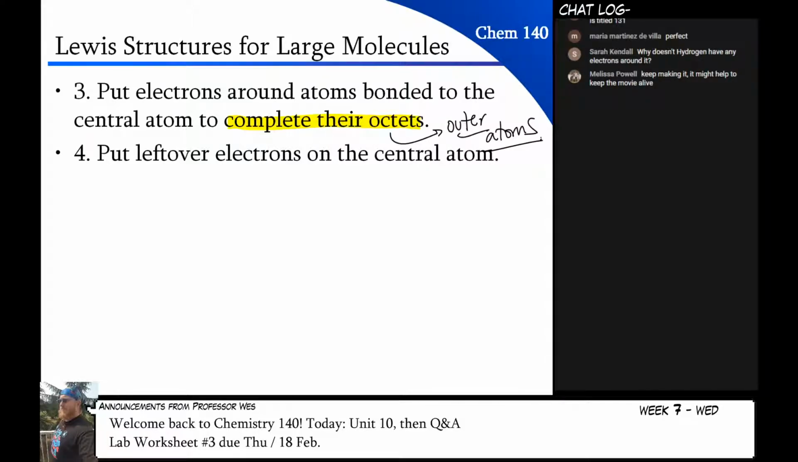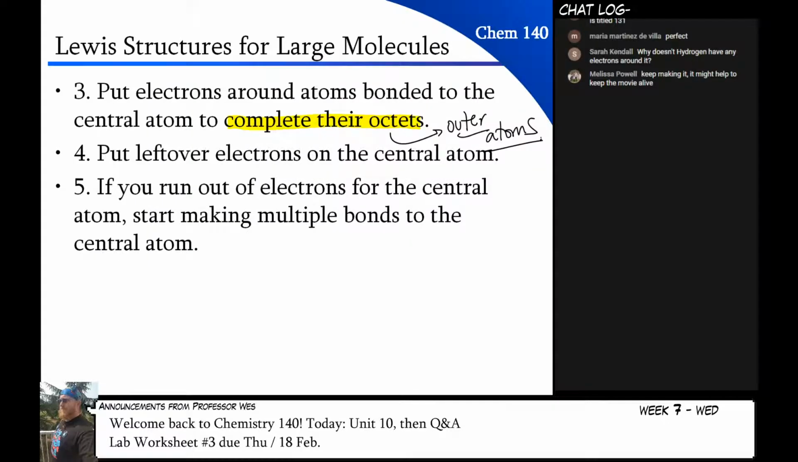Finally, when you are done with all your electrons, because this should use up all your electrons, anything left over goes on the central atom. If you don't have enough electrons for the central atom, then you start making multiple bonds by using the outer electron pairs.